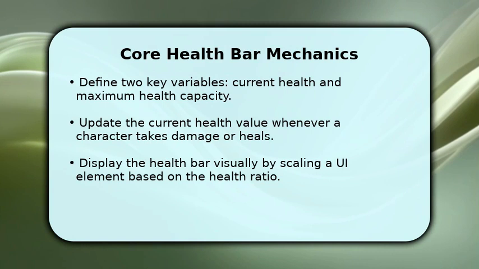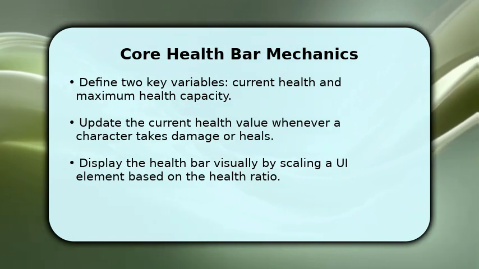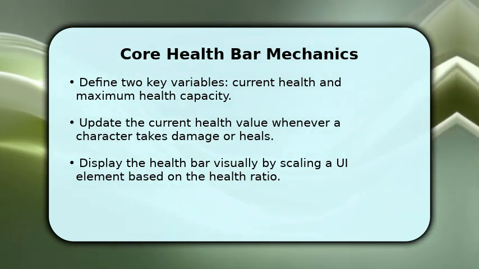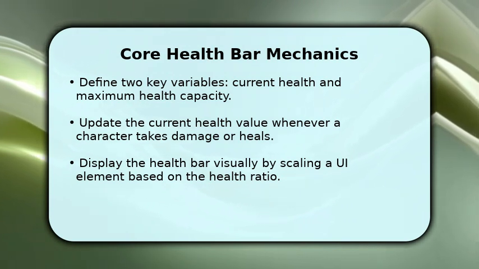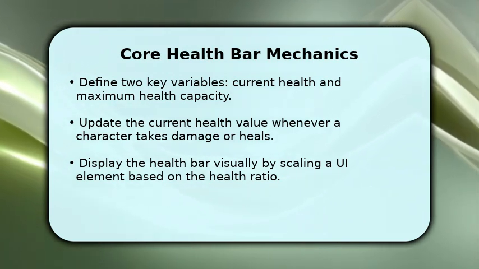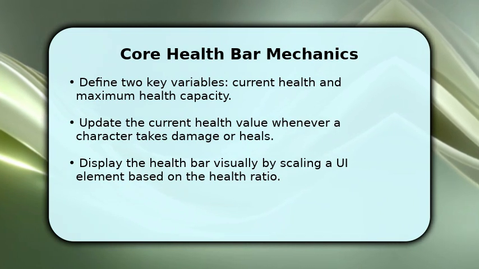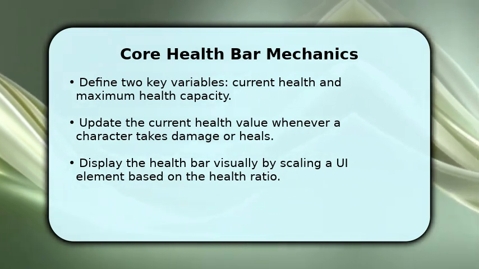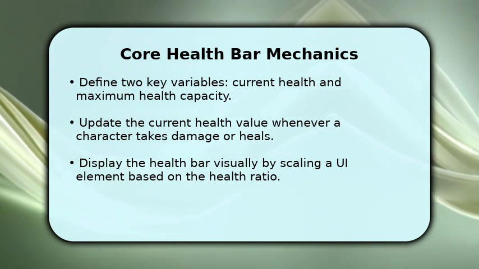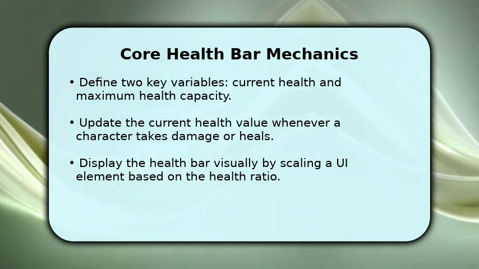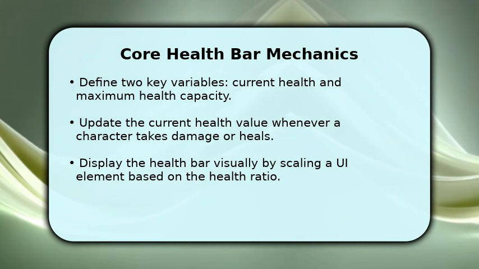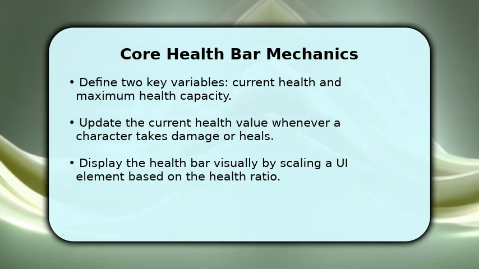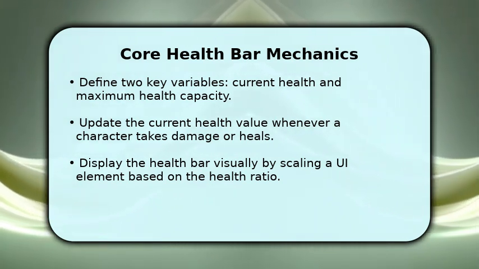You'll need to manage two primary numerical values, the character's current health and their maximum health. When damage occurs, simply subtract from the current health. For healing, add to it, ensuring it doesn't exceed the maximum. Visually, you'll scale a user interface element, like a simple rectangle, based on the ratio of current health to maximum health, providing a clear visual representation.